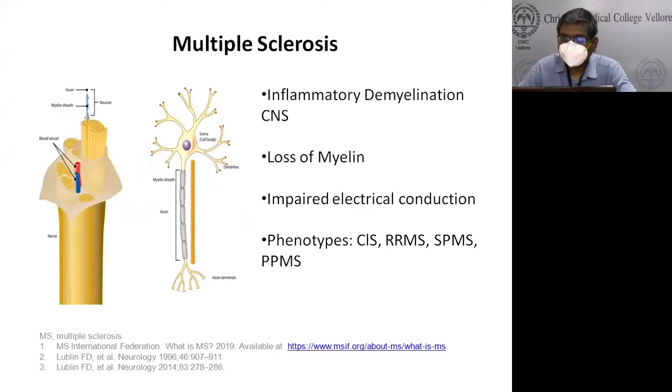So we all know multiple sclerosis. We have a neuron, we have the axon, the covering myelin. So it is an inflammatory demyelinating disorder of the central nervous system, involving the brain and the spinal cord. There is loss of myelin. Whenever there is loss of myelin and demyelination, the electrical conduction is impaired. And the various disease spectrum phenotypes we are aware of are clinically isolated syndrome, relapsing remitting multiple sclerosis, secondary progressive multiple sclerosis, as well as primary progressive multiple sclerosis.